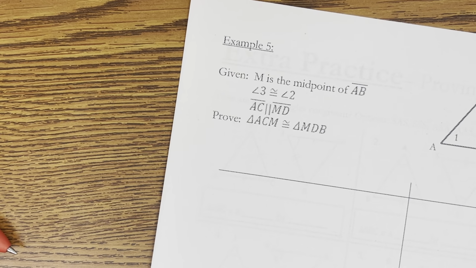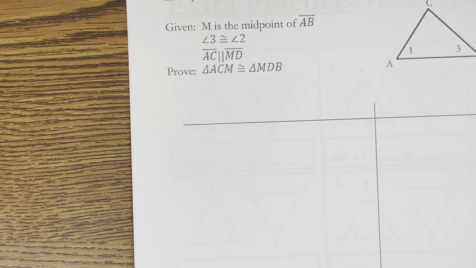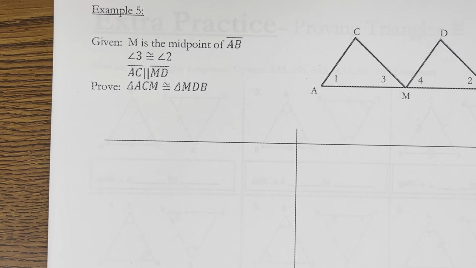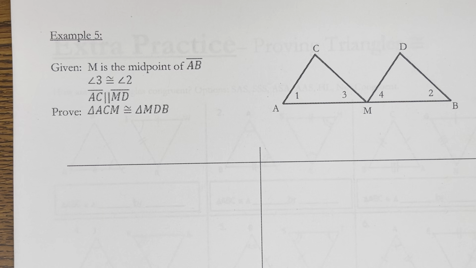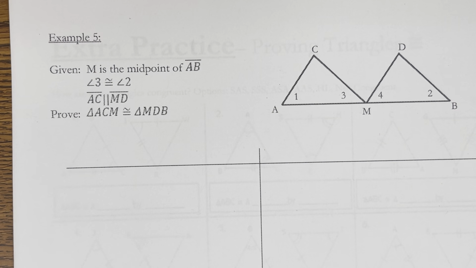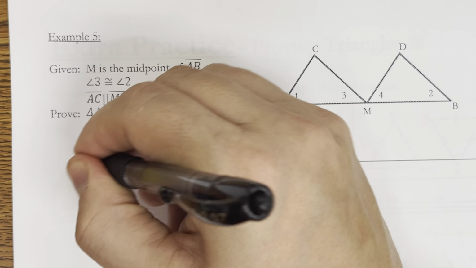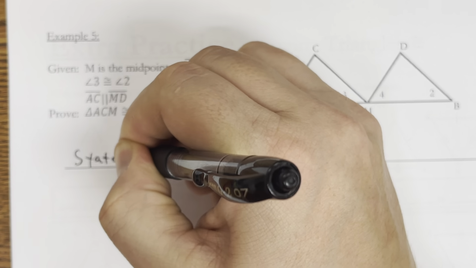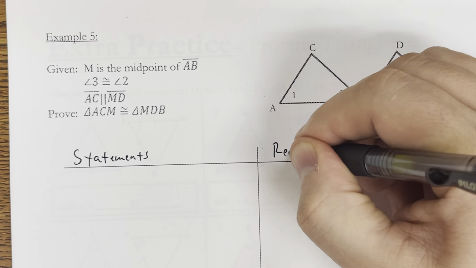All right, on to our next one, working on a couple proofs. So again, as we are working on these proofs, our last statement is going to have to be one of our shortcuts. It's going to be side, side, side, angle, side, angle, side, angle, side. We have to end up with one of those to state that these triangles are congruent. So take our givens and see what we know. So statements on the left and reasons on the right.